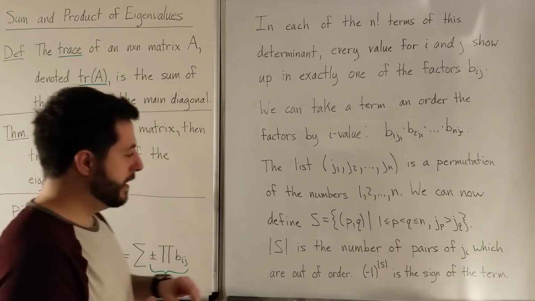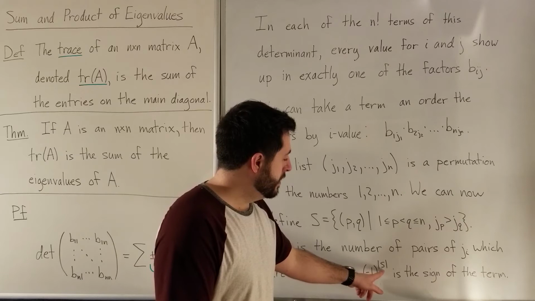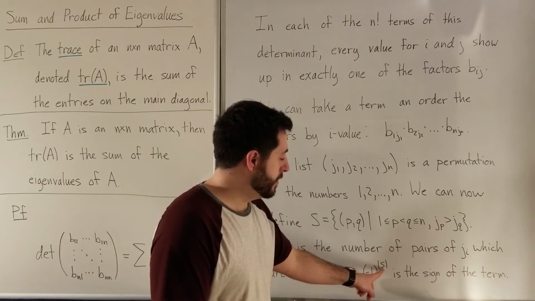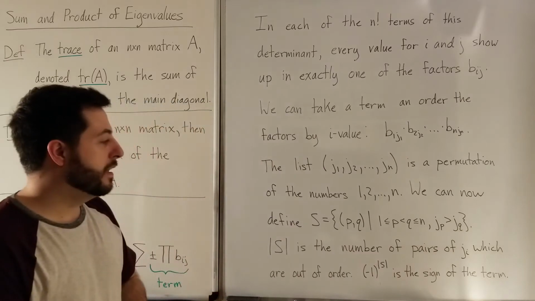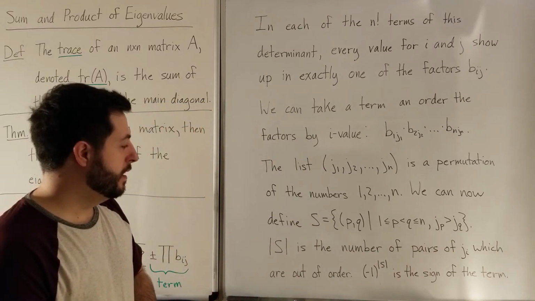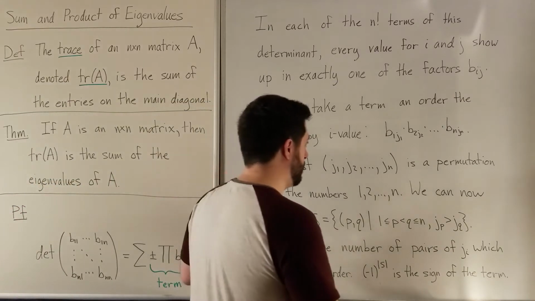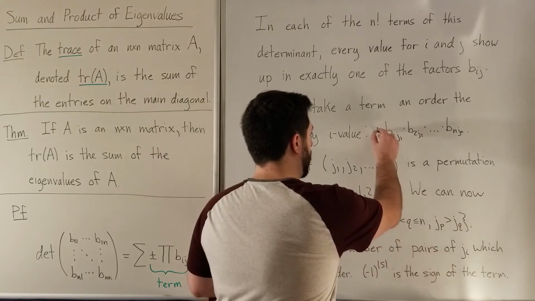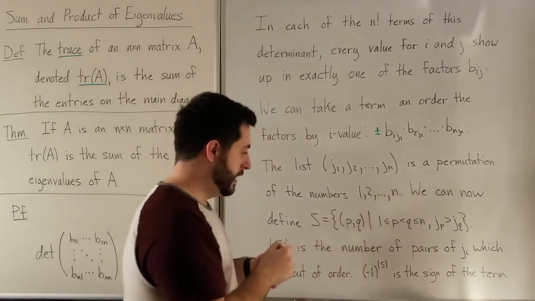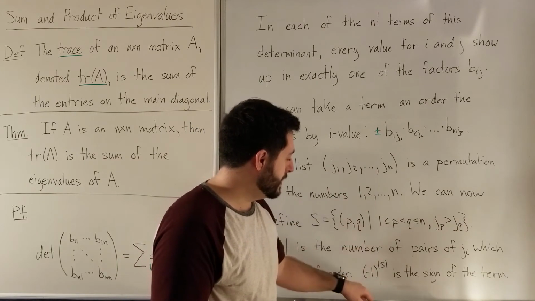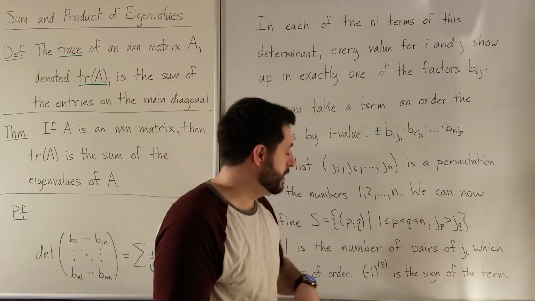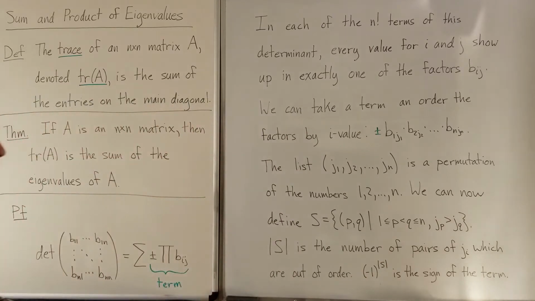So now we can take -1 to the power of the number of inversions, and that is how we get the sign of the term itself. This term has a plus or minus sign in it. How do we know what that sign is? Well, we make this list, we figure out the size of this set, and we do -1 to the power of the size of that set.